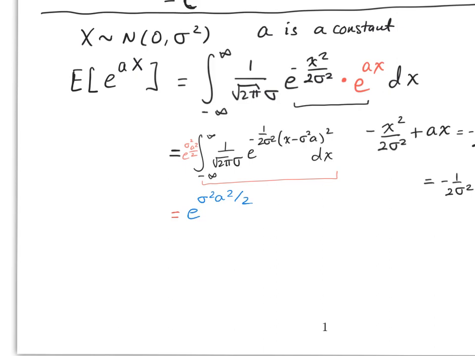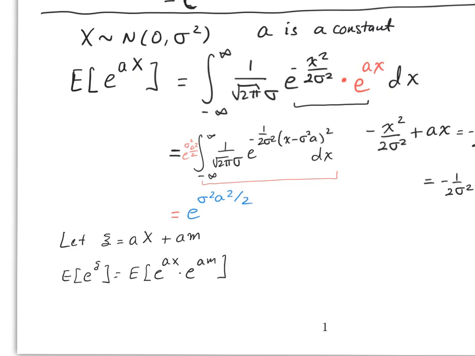Then finally, related to this topic, let's say you have a new random variable, Y, and let's say that Y is equal to the constant a times the random variable x plus another constant m. So then the expected value of e to the Y will be the same thing as the expected value of e to the ax times e to the m.